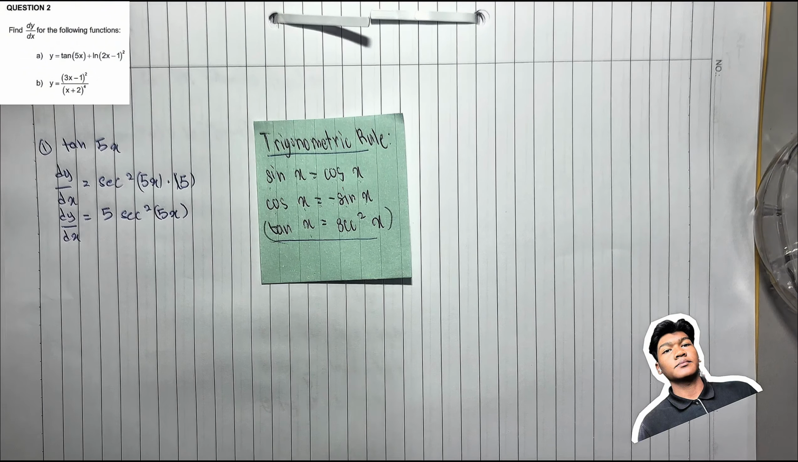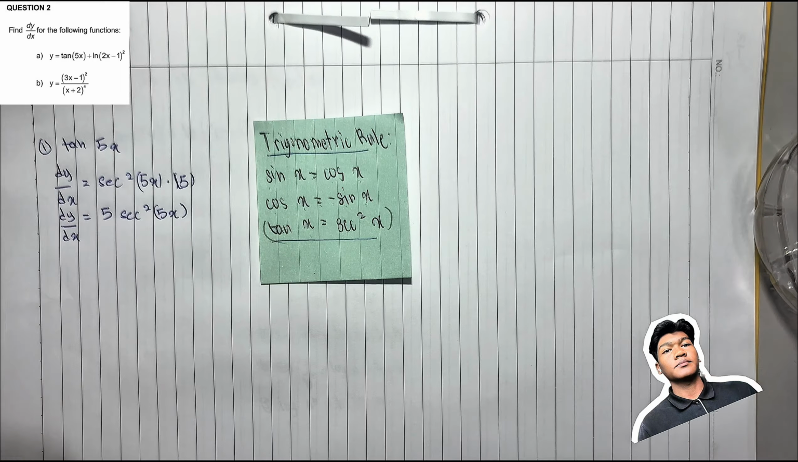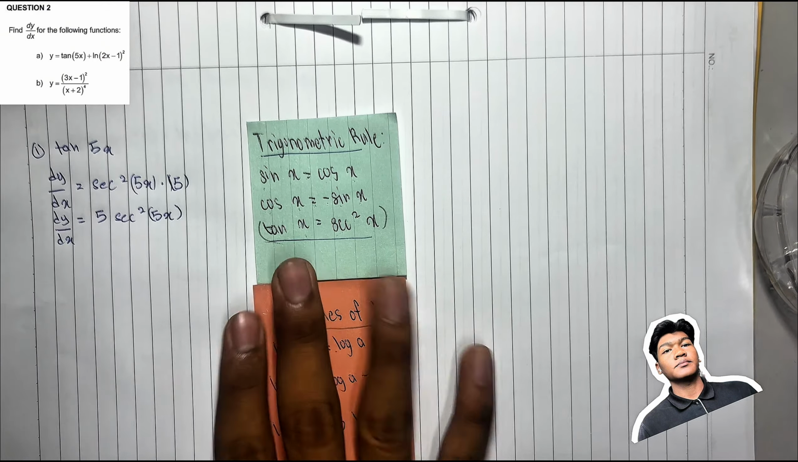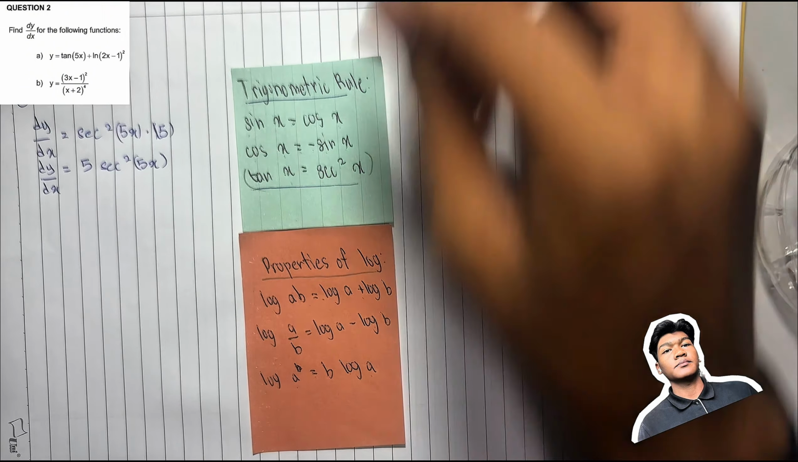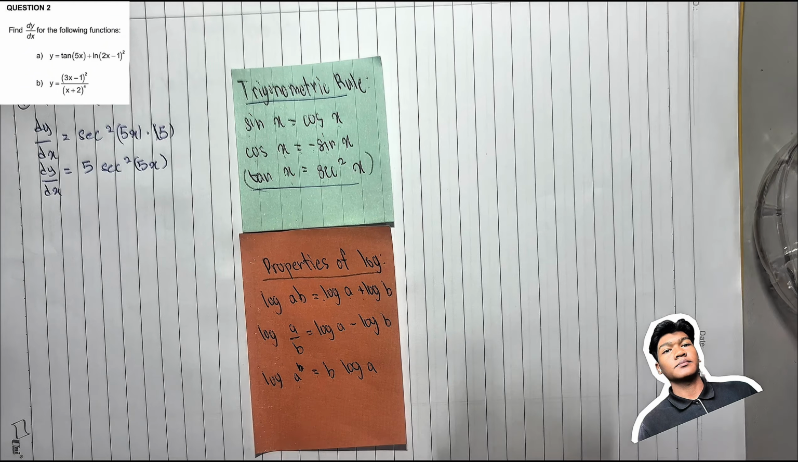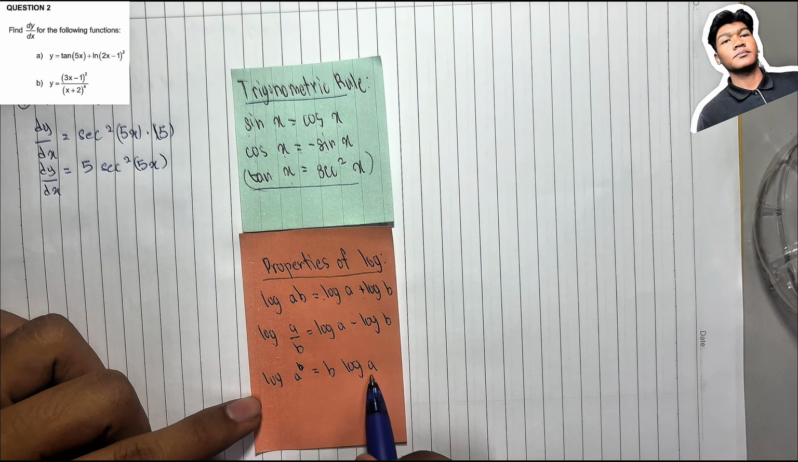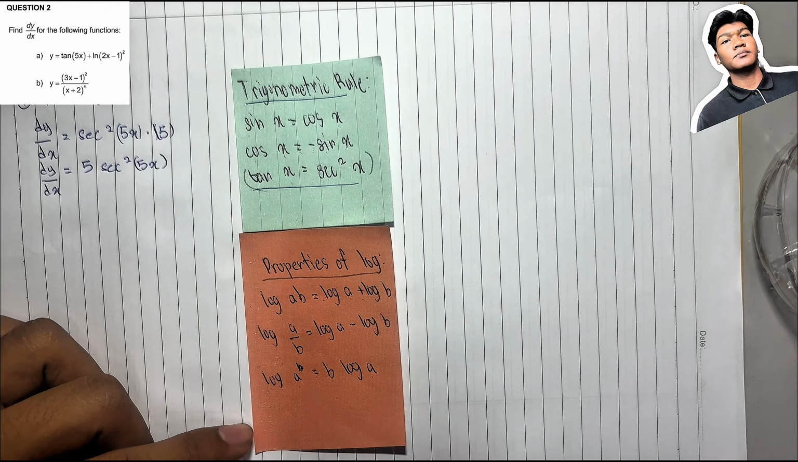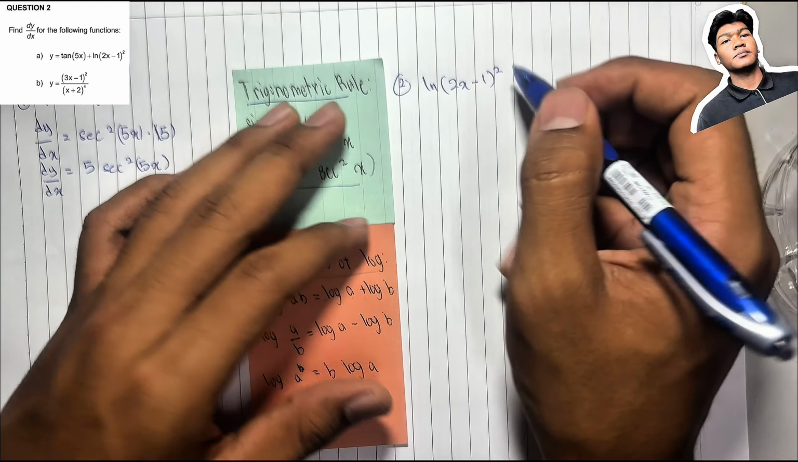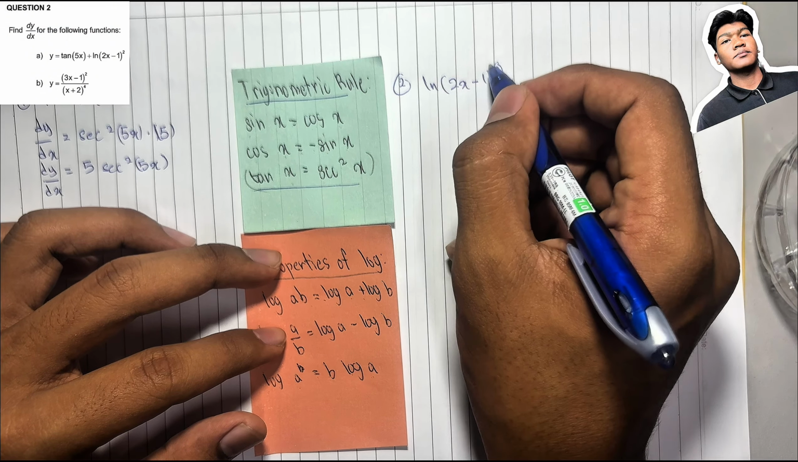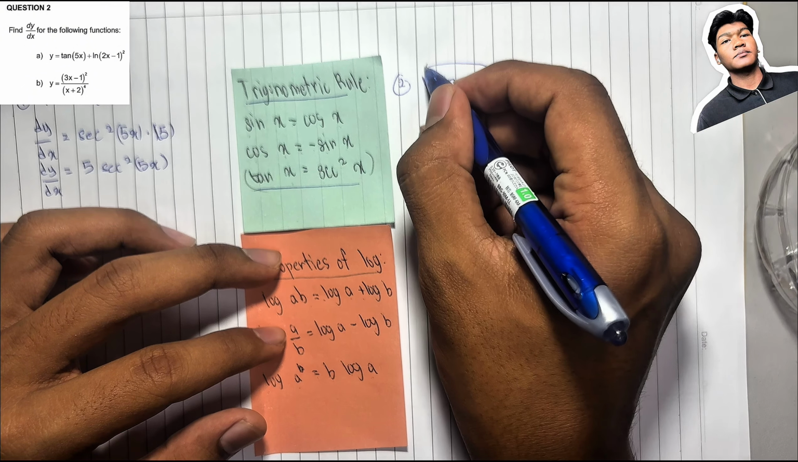After that, we're going to differentiate ln (2x minus 1) squared. We can identify that this equation needs to use properties of log. So we can use log a to the power b equals b log a on this equation. You can see this square, we want to put it to the front.